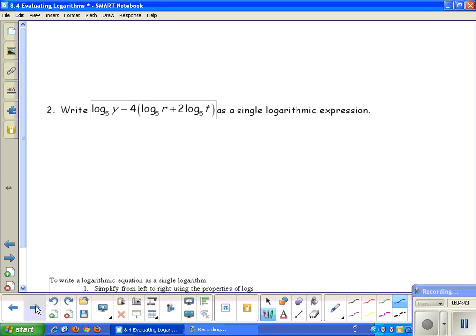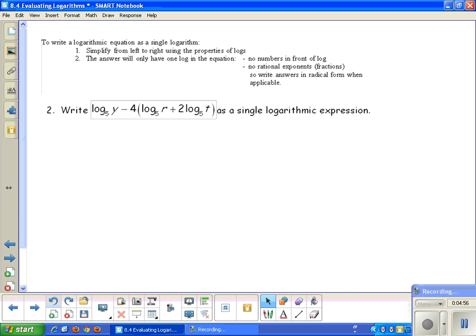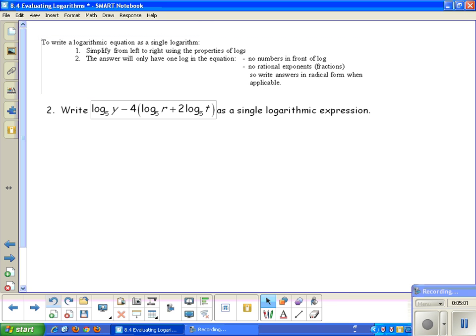All right, for the next one, we want to write this log equation as a single logarithmic expression. So remember that when you're writing something as a single logarithmic expression, that means you're going to simplify from left to right using the properties of logs, and then again, the answer will only have one log in the equation. You shouldn't have more than one.